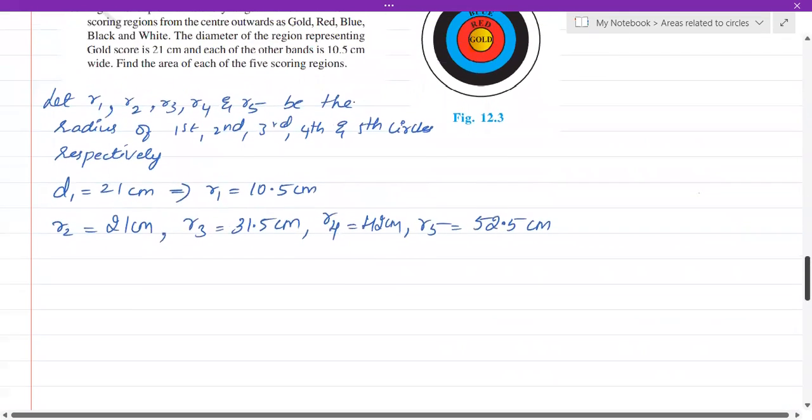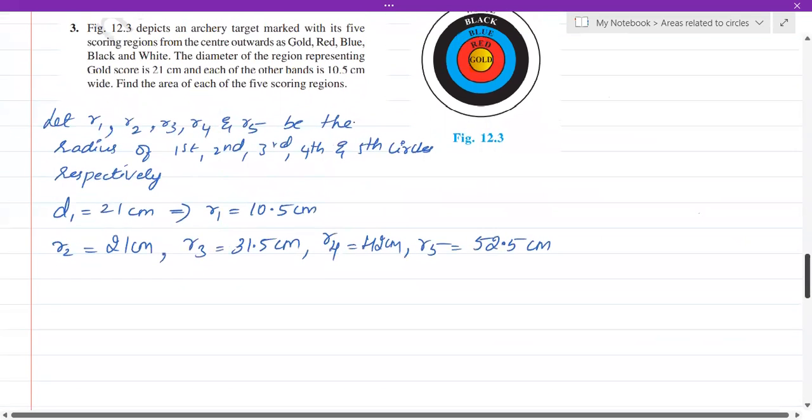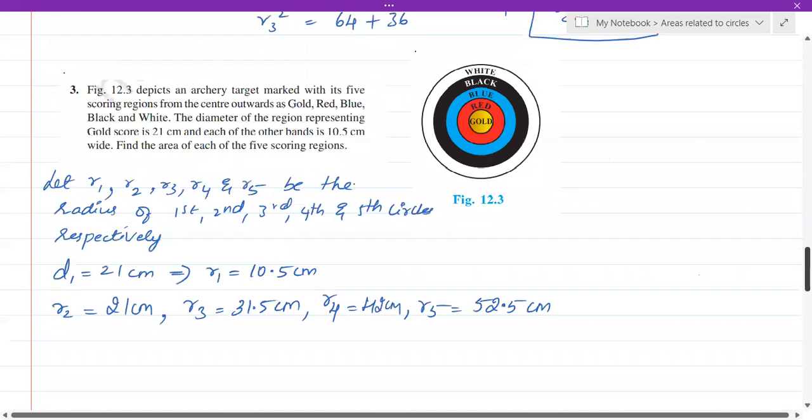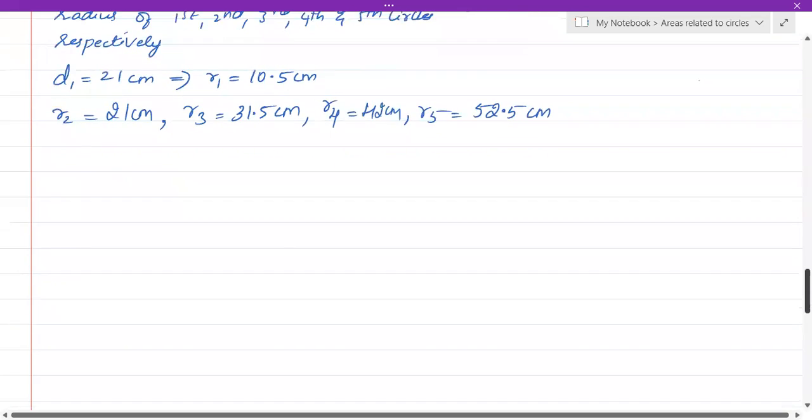Now, if you want to find the area of the gold region, we have to simply find the area of the inner circle, isn't it? So area of the gold region is equal to the area of the inner circle. So that is pi into R square, but for the inner circle, that first circle's radius is R1.